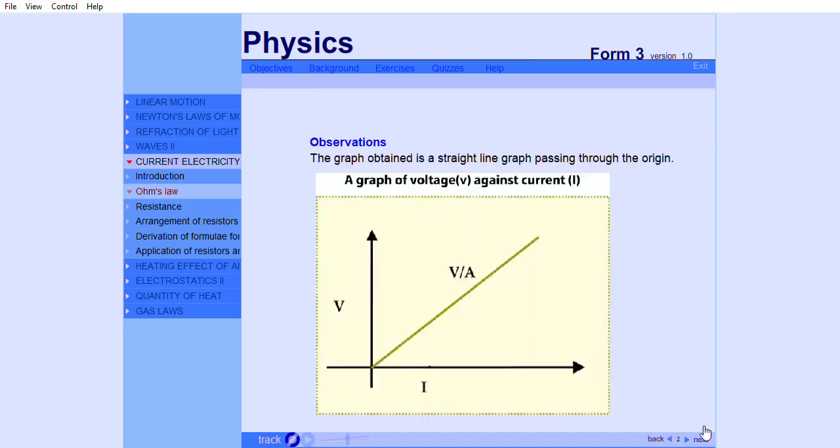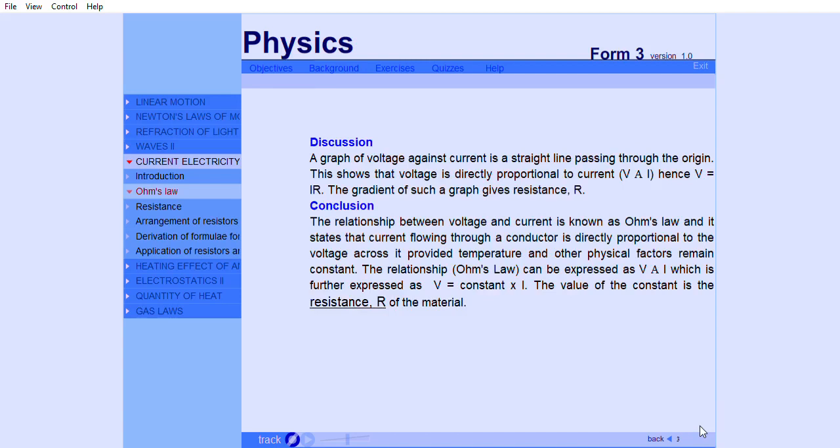Observations. The graph obtained is a straight line graph passing through the origin. Discussion. A graph of voltage against current is a straight line passing through the origin. This shows that voltage is directly proportional to current, hence V is equal to IR. The gradient of such a graph gives resistance R.